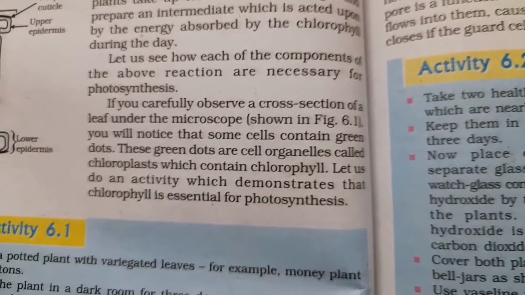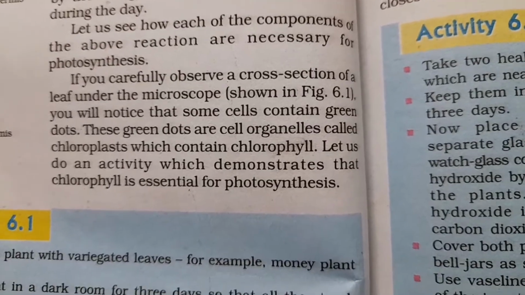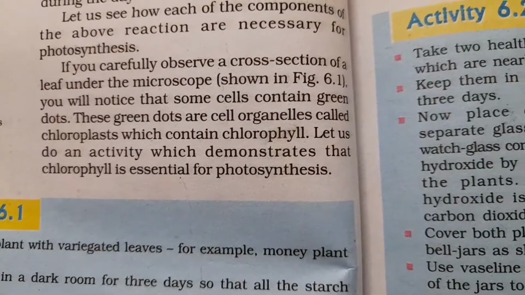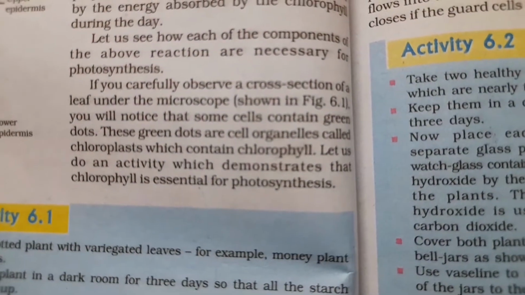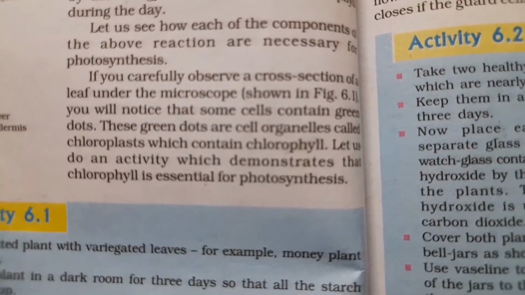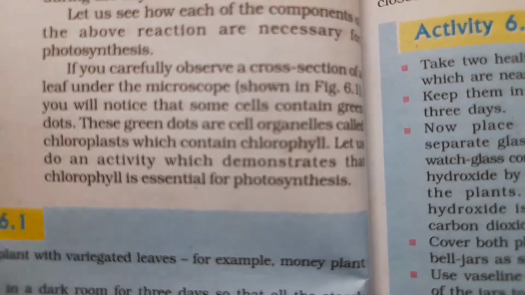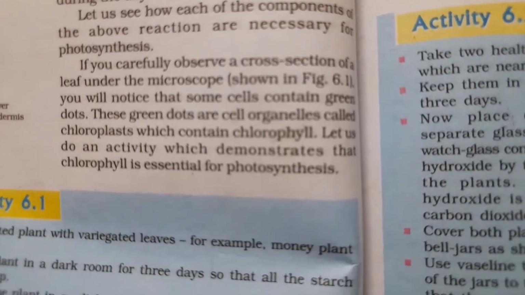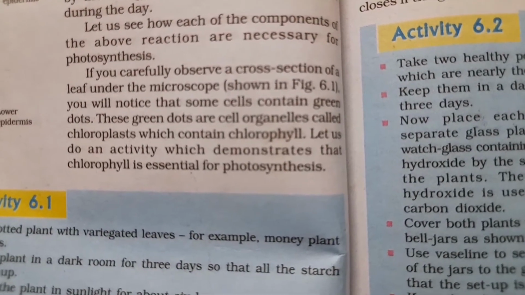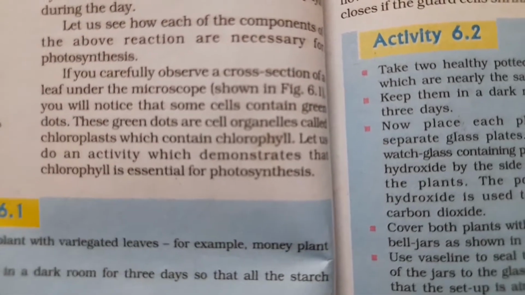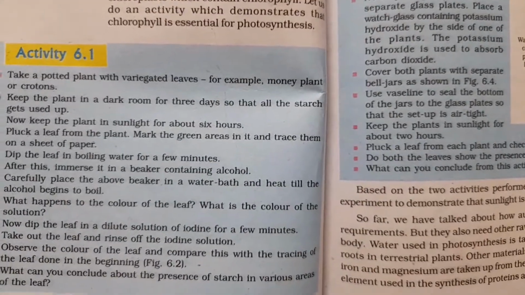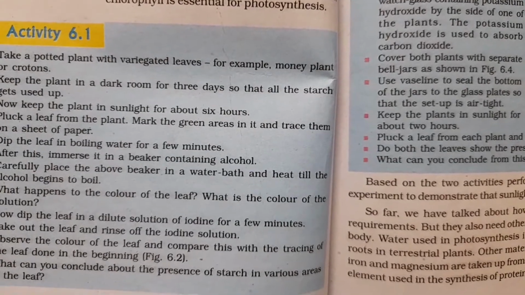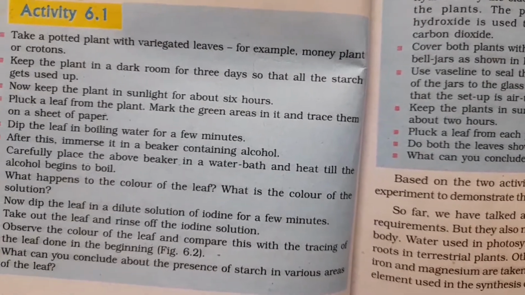Okay, now we are going to see how each of these components of the above reaction is necessary for photosynthesis. I showed you the diagram, right? If you observe the cross section of the leaf under a microscope, you will notice some cells containing green dots. The green dots are called chloroplasts. They are actually organelles which contain chlorophyll. They have put an activity regarding how to demonstrate this in principle.